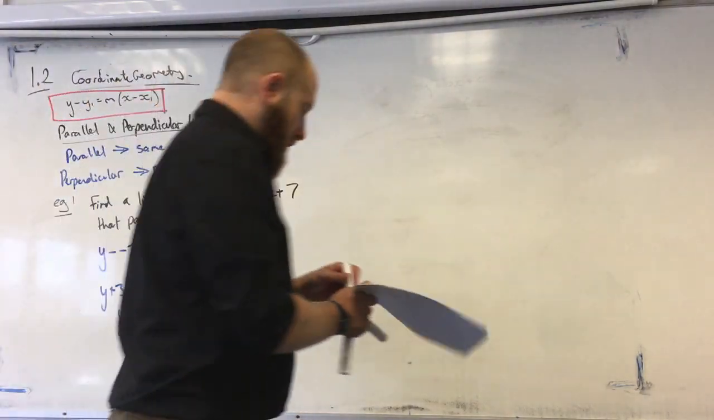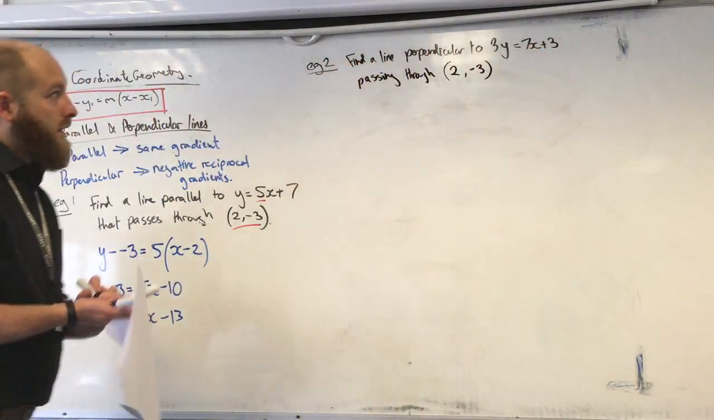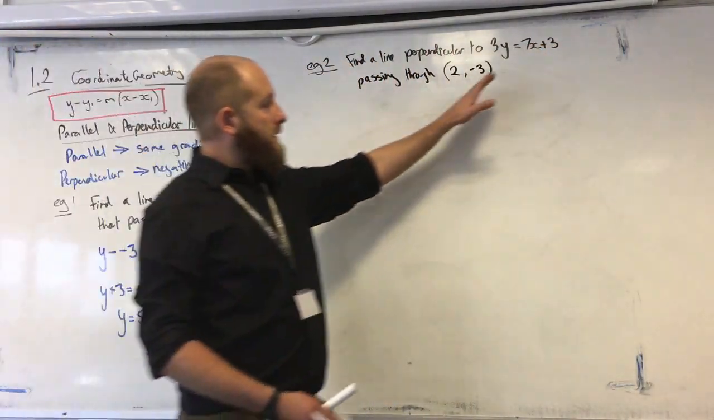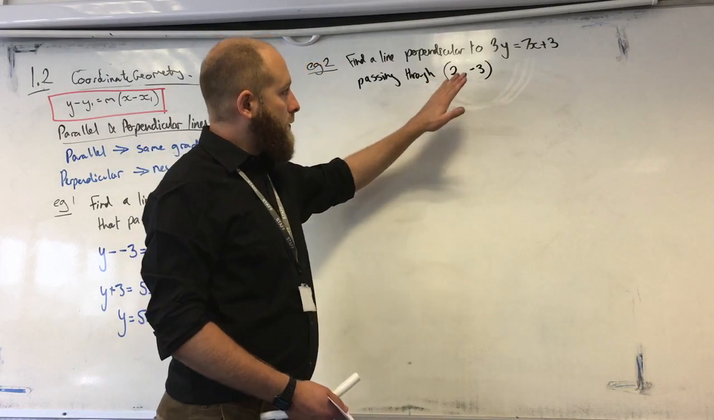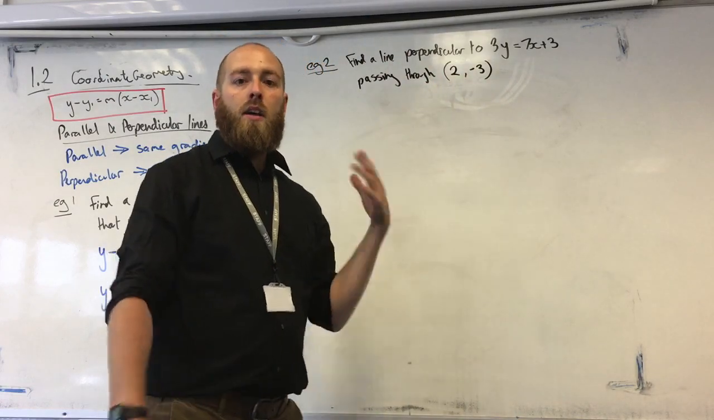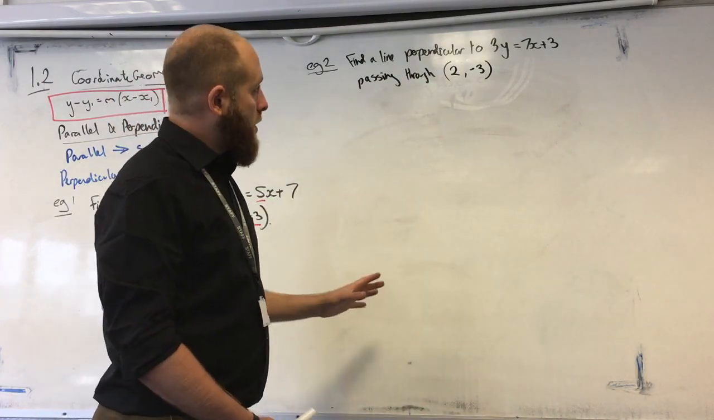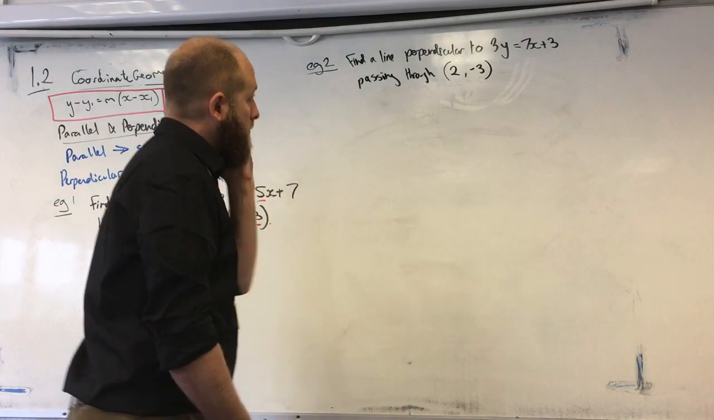Okay, example 2 then. It's a similar idea, but this time perpendicular. So we need a line perpendicular to this that passes through this point. Again, to find a line, you need two things: you need the point and you need the gradient. If you want to jump ahead, pause the video and give that a go. If you want me to show you how to do it, just keep watching.